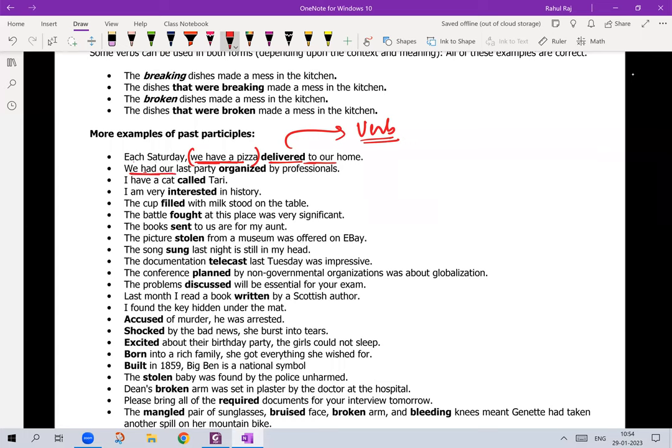We had our last party organized by professionals. That's it. "Organized by professionals" is nothing but referring to the party. Do not at all confuse that "organized" is a verb. Please understand, "we had" is the verb over here. I have a cat called Tari. This is something which is referring to the cat.